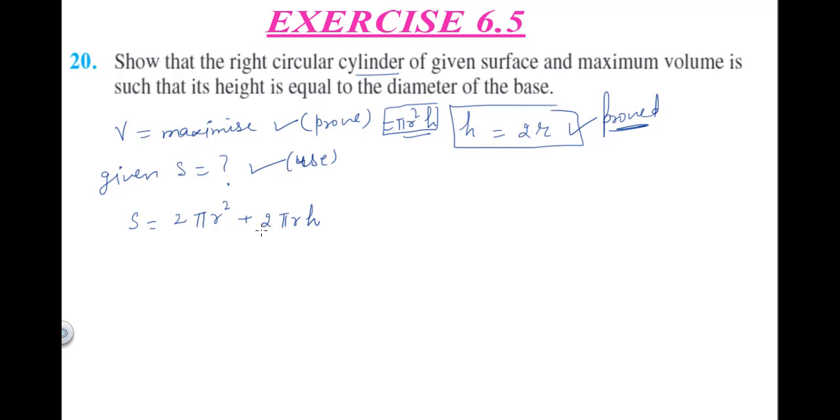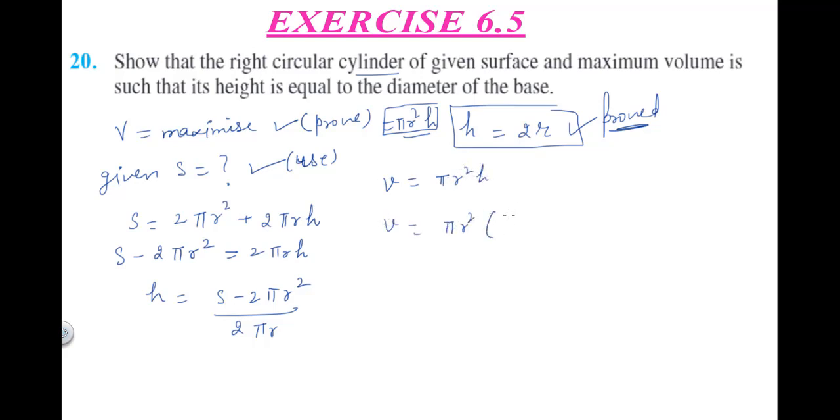Right? So now solving it further, just see, we'll calculate the value of h from here. H or r, it's your choice. So I'm calculating h from S equals 2 pi r square plus 2 pi r h. So I will get h as equal to s minus 2 pi r square divided by 2 pi r. Now putting the value of h in our volume expression, which is V equals pi r square h, we get the volume V as pi r square into s minus 2 pi r square divided by 2 pi r.